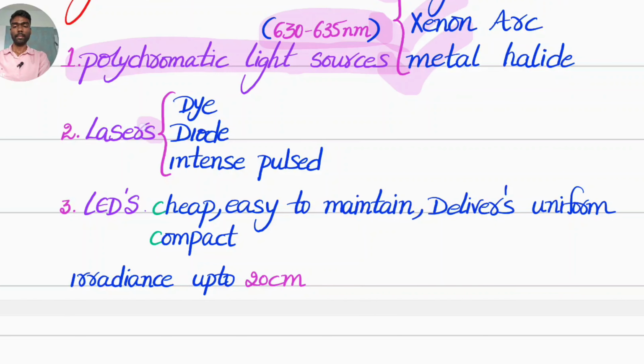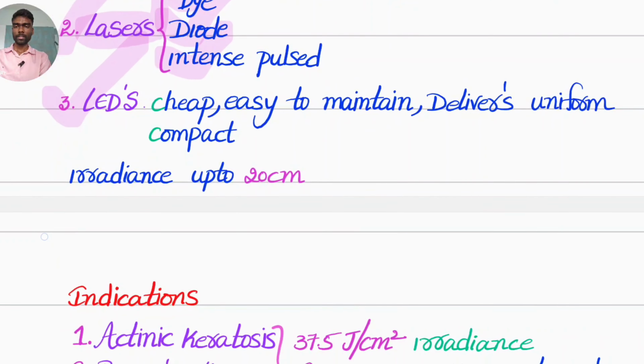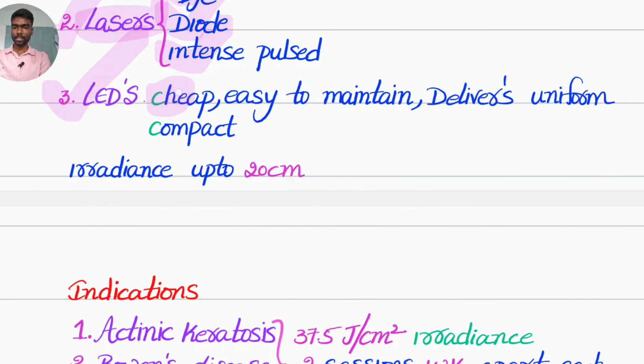Next, lasers, diode, intense pulsed light. You can just remember: polychromatic light sources, lasers, and LEDs, light emitting diodes. These are the latest, cheap, compact, easy to maintain, and deliver uniform irradiance up to 20 centimeter. Irradiance is nothing but throwing light on the lesion.